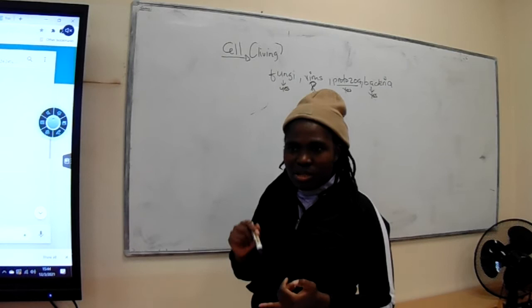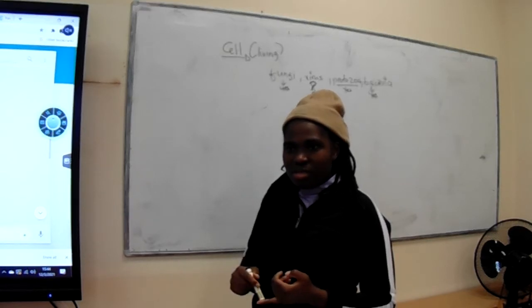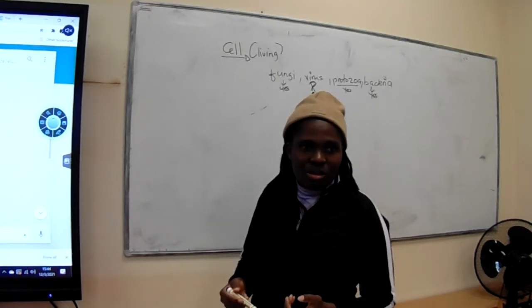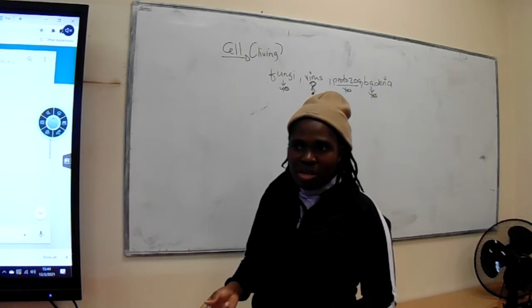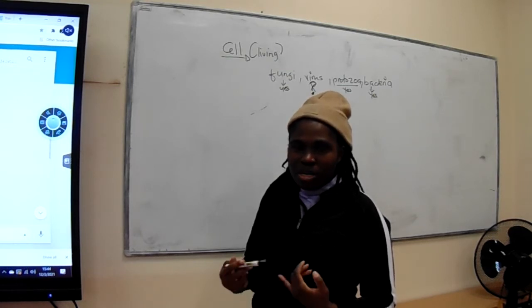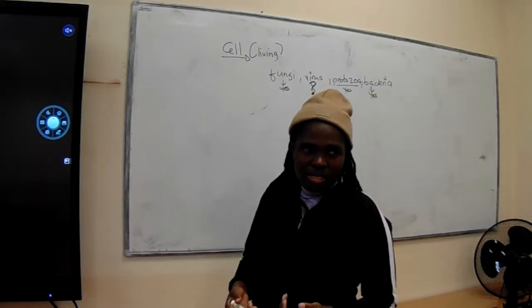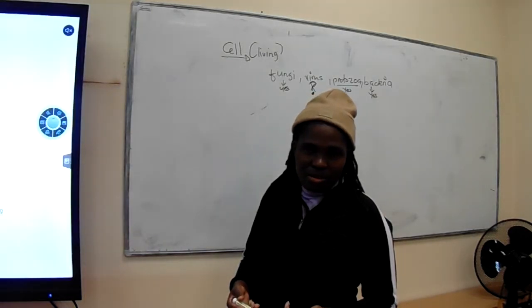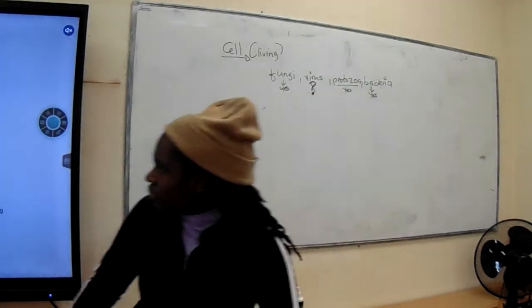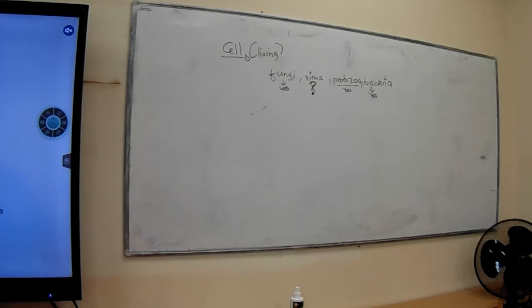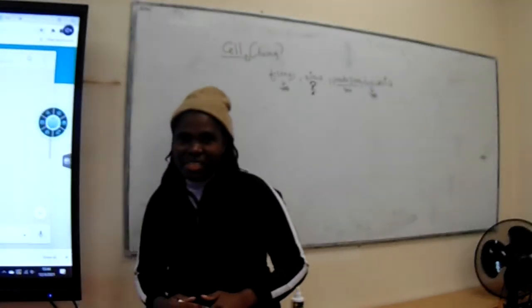A cell is a basic unit for living organisms. You can call it a framework for living organisms. That is how you define a cell. So that is how we define a cell.